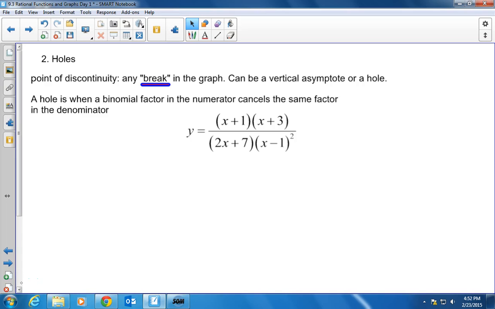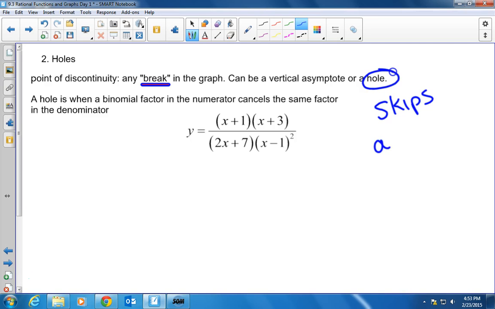There will be holes in some of your graphs, and remember, a hole is a point of discontinuity. It's a break in a graph. It can be a vertical asymptote, or it can be an actual hole. And an actual hole is where it skips an ordered pair. And we'll talk more about that in our next example.